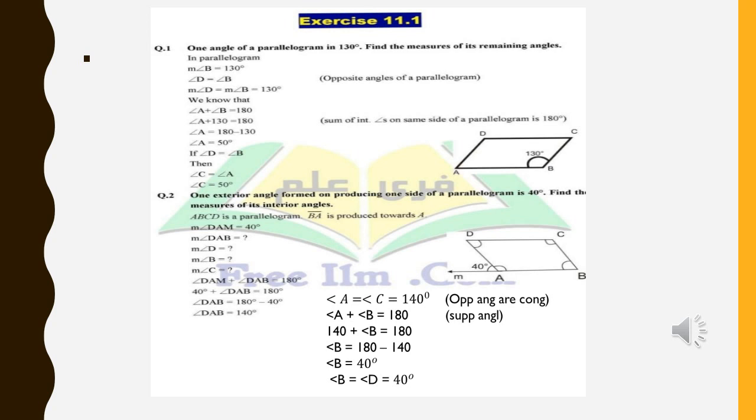Now apply the next property of the parallelogram, that consecutive angles are supplementary. Angle A and angle B are consecutive angles of the parallelogram, so angle A plus angle B is equal to 180. Now angle A's value is 140. Shift 140 from the left-hand side to the right-hand side: 180 minus 140, you get the answer 40. So the answer for angle B is 40 degrees, and D is opposite to B, so angle D is also 40 degrees. Now by applying these rules of angles in a parallelogram, we get the answers for all the interior angles of the parallelogram.